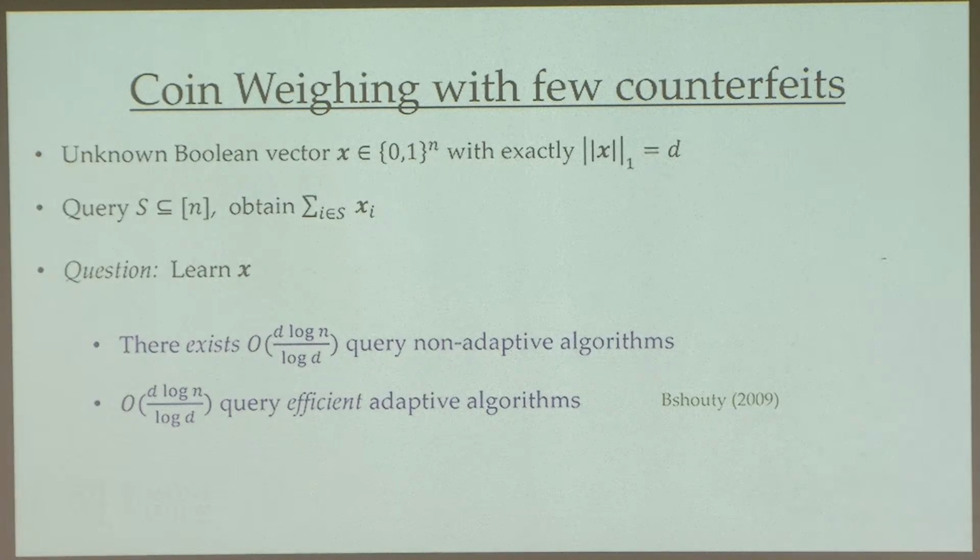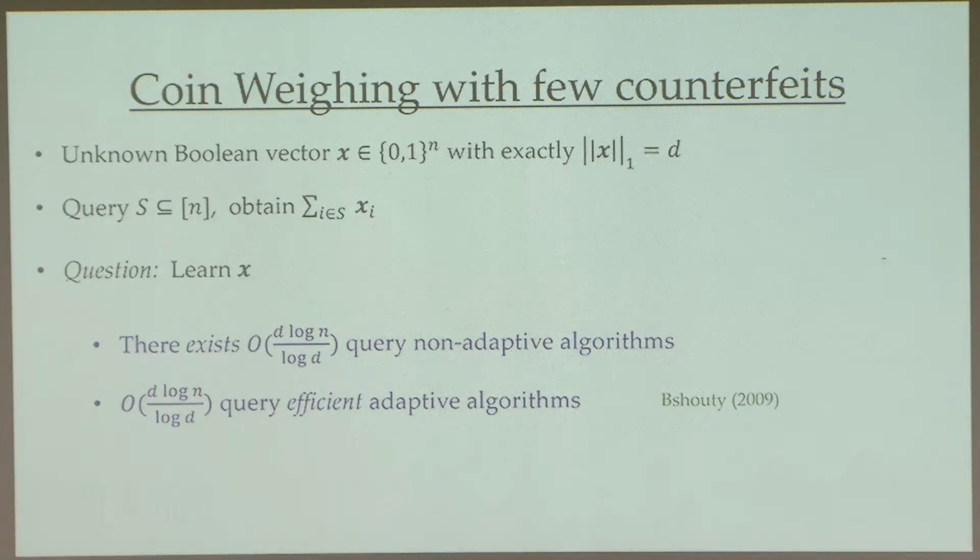It is open to actually find an efficient matrix, an explicit matrix for this, which can be decoded efficiently. But if you allow adaptive algorithms, then you can actually get this query time. Okay, so if you have more information, then you can actually do better. So this is also a result.